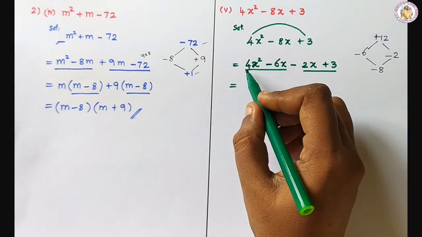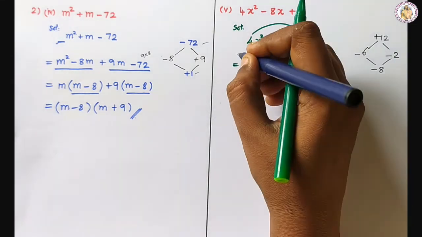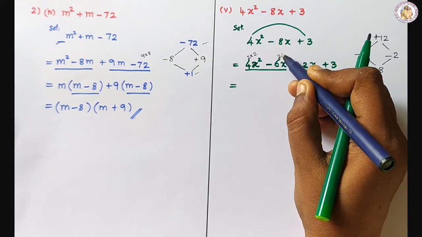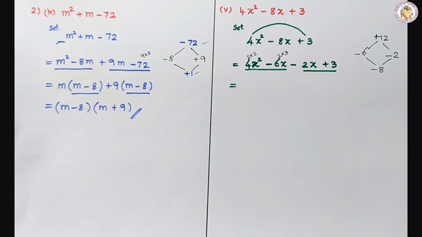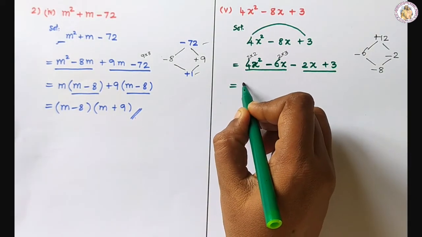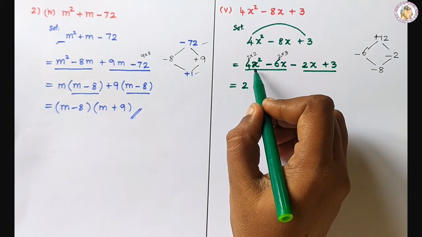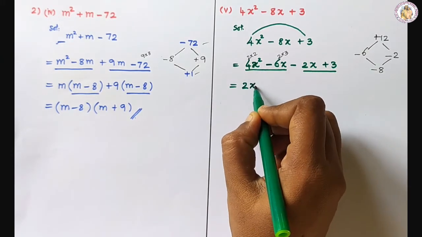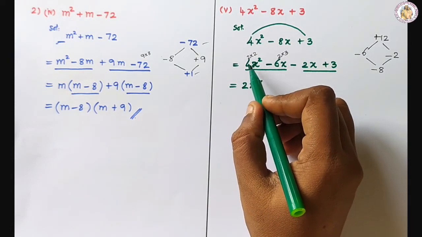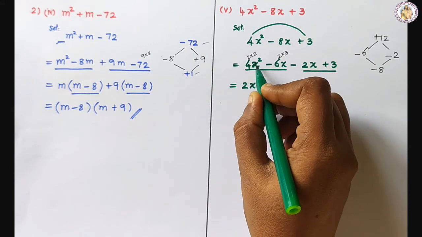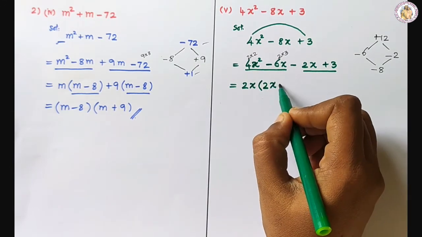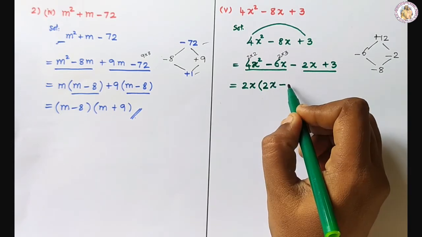In first two terms, 4 can be written as 2 into 2 and 6 can be written as 2 into 3. So in both the terms 2 is there. So taken out 2 as common and x also there, so taken out. What are the remaining? Here 2x squared means taken out 1x and here 1x, minus 3 only is there.